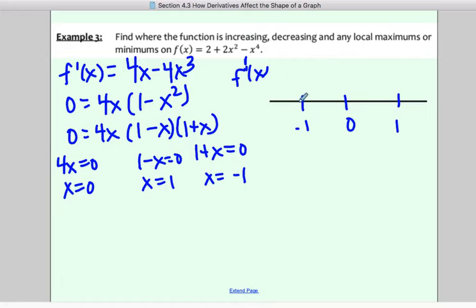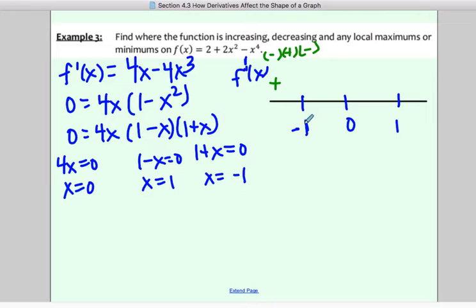Okay, so this is our derivative. If I plug in these numbers to our derivative, a number less than -1 would be -2. If I plug in a -2 here, 4 times a -2 is a negative. 1 minus a -2 would actually be a positive. And then I would have 1 plus a -2, so it's negative. So overall, my answer will be positive.